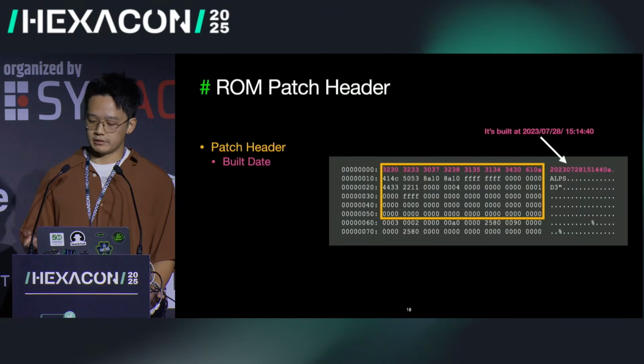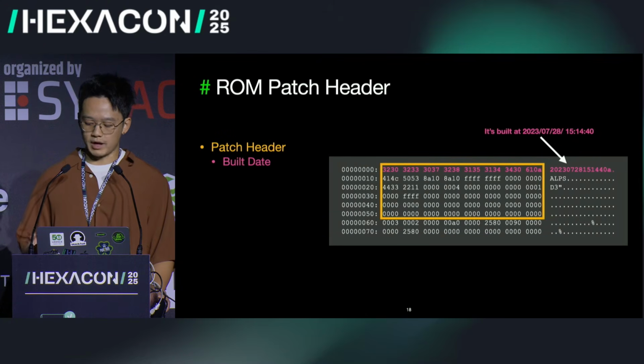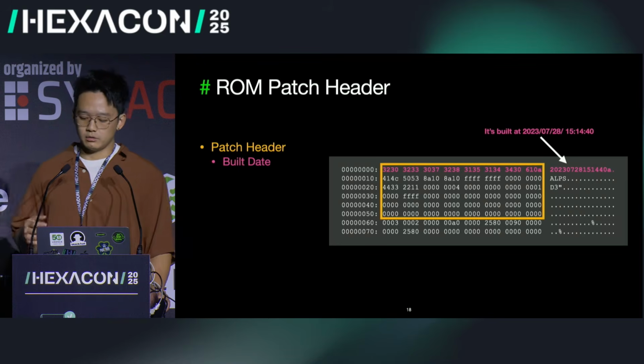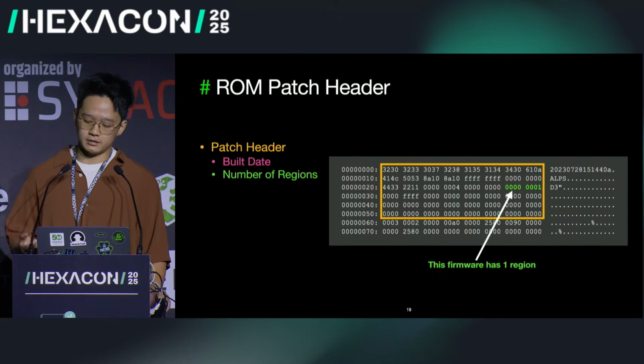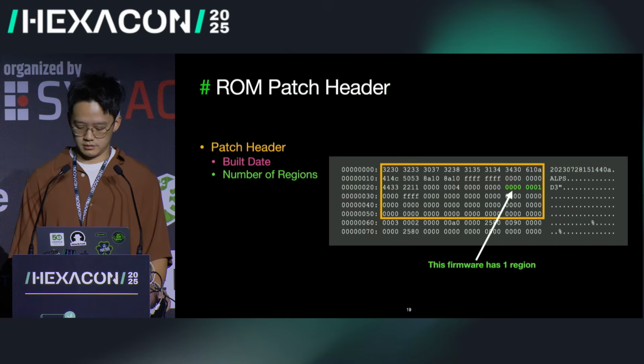Let's take a look at the important information provided by the patch header. The build date field shows when the ROM patch was built. And in this case, it is built on 2023, July 28. And a field that indicates how many regions are in the ROM patch. In this case, there is only one.